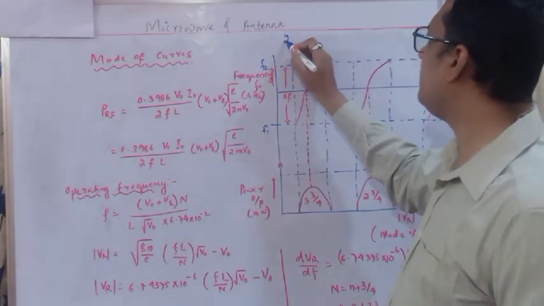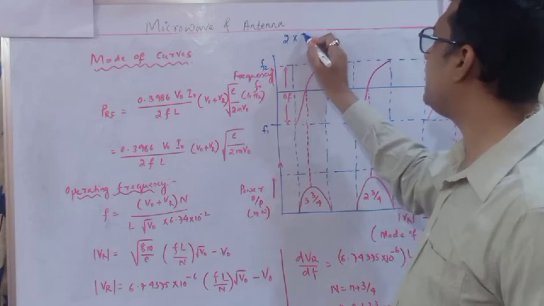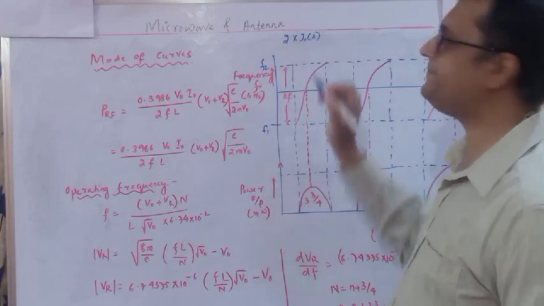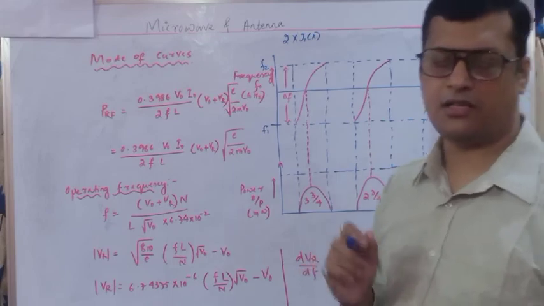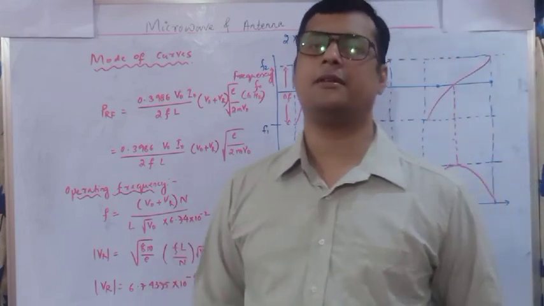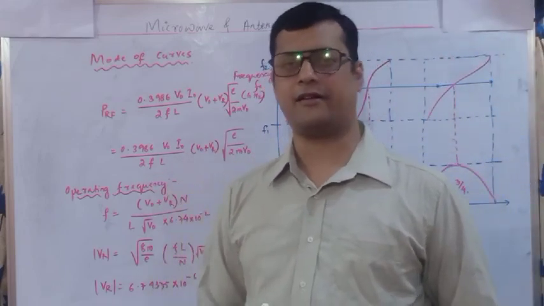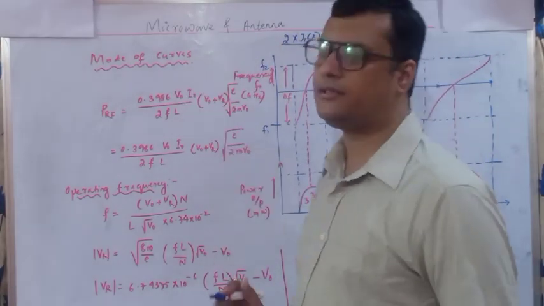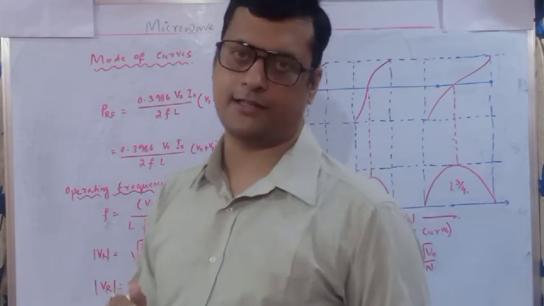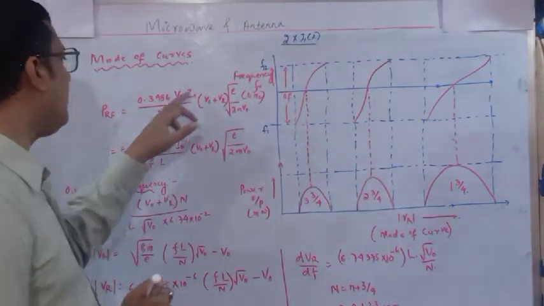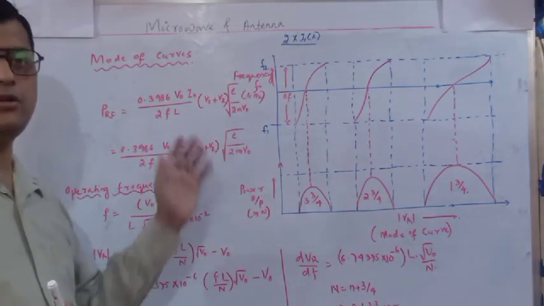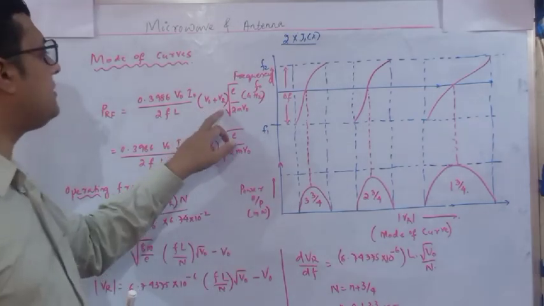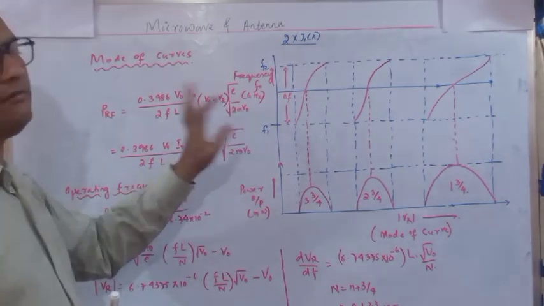The optimum value of twice of x J1 of x. Okay, x is the bunching parameter, J1 of x is the Bessel function with respect to that bunching factor. So directly I have multiplied this whole value and determined it as 0.3986 V naught I naught divided by 2FL (V naught plus VR) root over of e by 2m V naught.